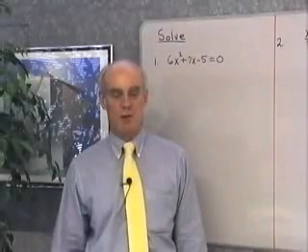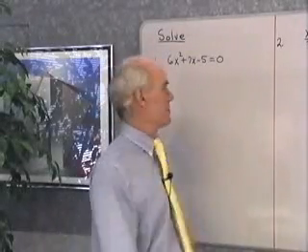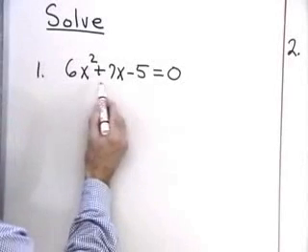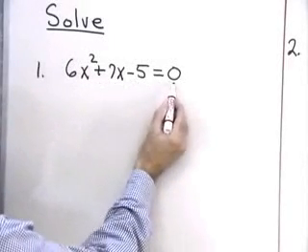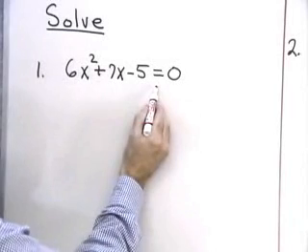Next, we're going to use the quadratic formula to solve some quadratic equations. Here I have 6x squared plus 7x minus 5 is equal to 0. This is a quadratic equation in standard form.